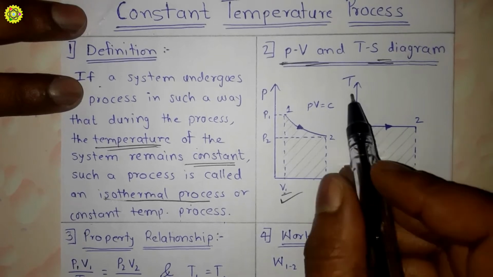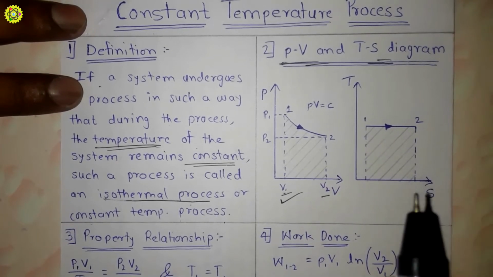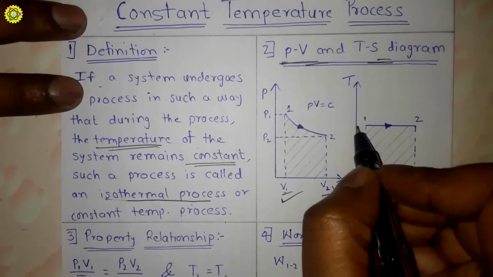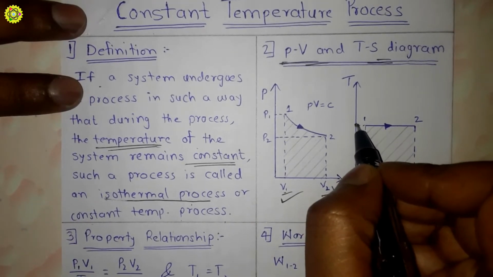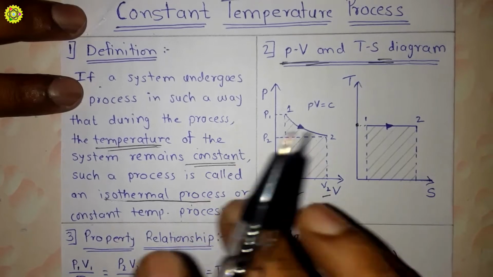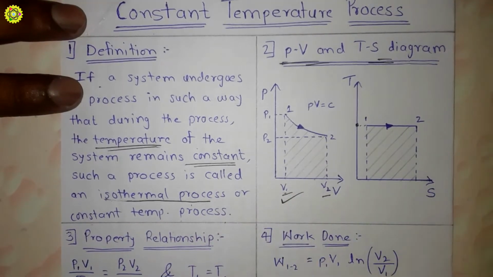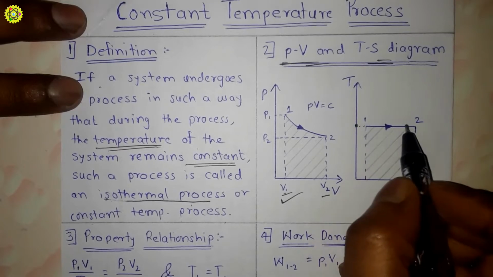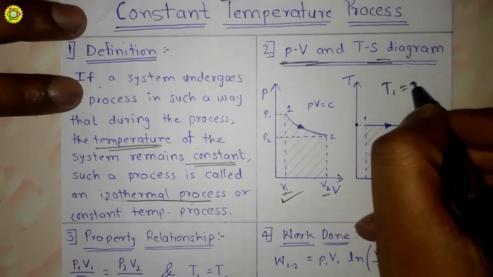And here it is a TS diagram. As you can see here, T1 and T2 is same at this point, as here this process is constant temperature process. So here temperature is same, that is T1 is equal to T2.